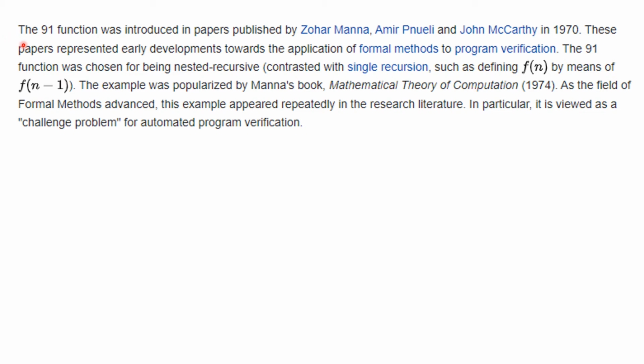This 91 function was introduced in papers by a series of authors, including John McCarthy, in 1970, and these were representing early developments towards the application of formal methods of program verification. The 91 function was chosen for being nested recursive and was popularized in books about the theory of computation in the mid-70s. As the field of formal methods advanced, this example appeared repeatedly in research literature. In particular, it is viewed as a challenge problem for automated program verification.